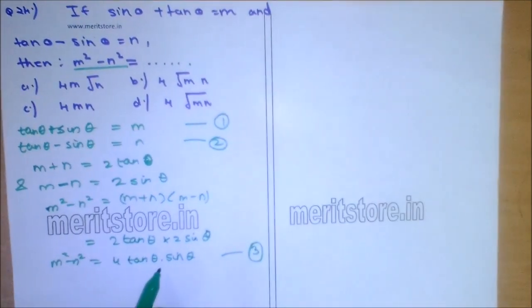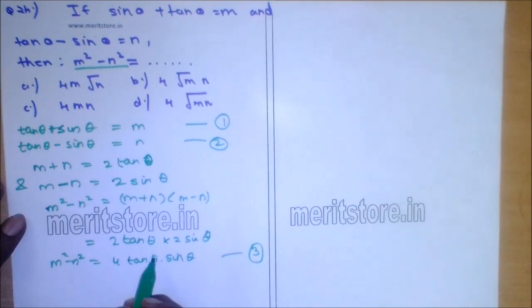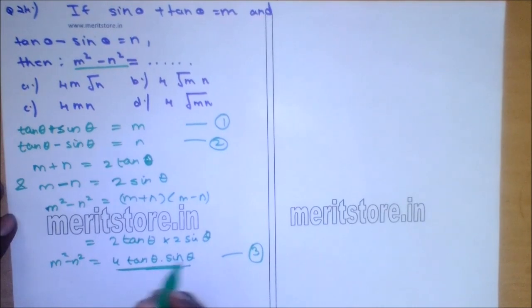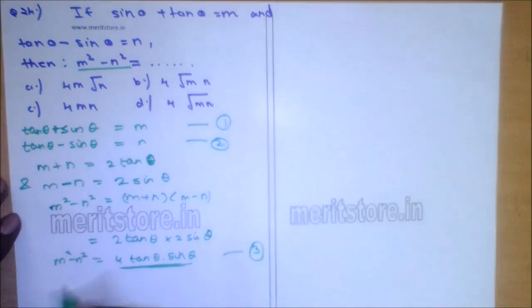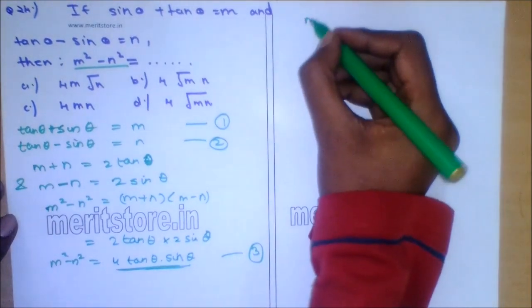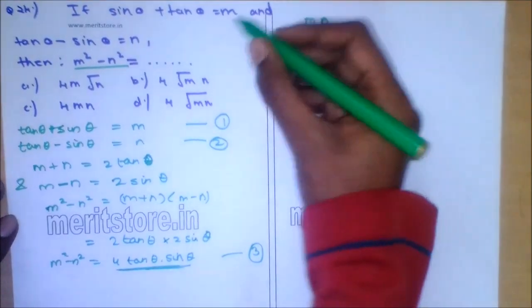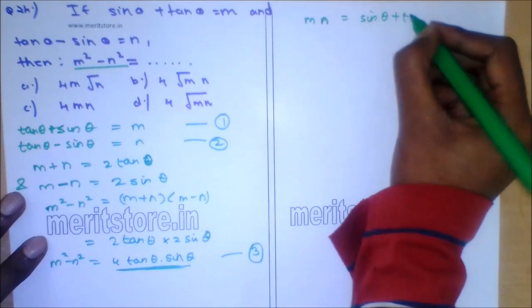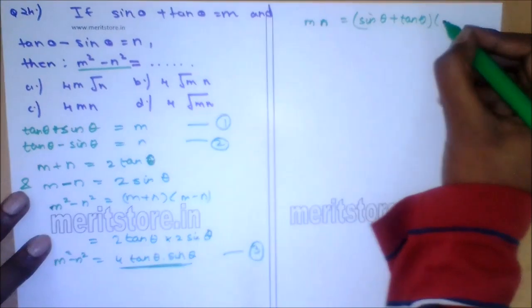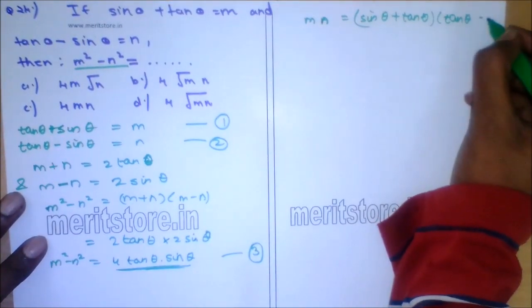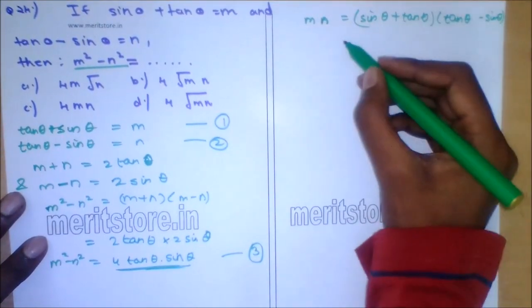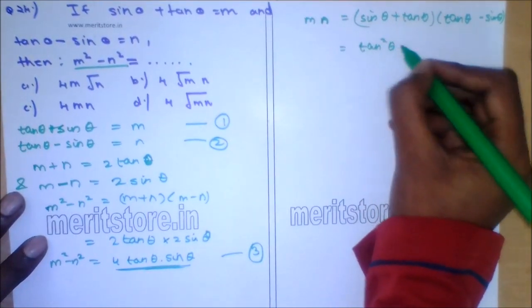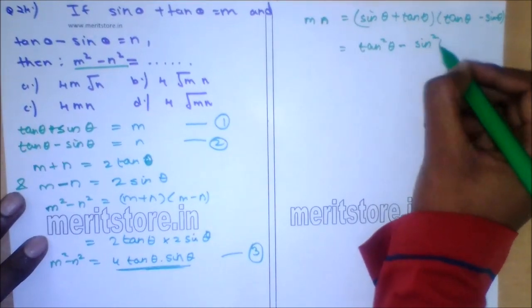Let this be equation number 3. Because we are supposed to find this in terms of m and n, we are supposed to modify this. We are supposed to convert this. So we consider mn. So we multiply the terms m and n, we get sin theta plus tan theta into tan theta minus sin theta. This is in the form of a plus b, a minus b. So we get tan square theta minus sin square theta.